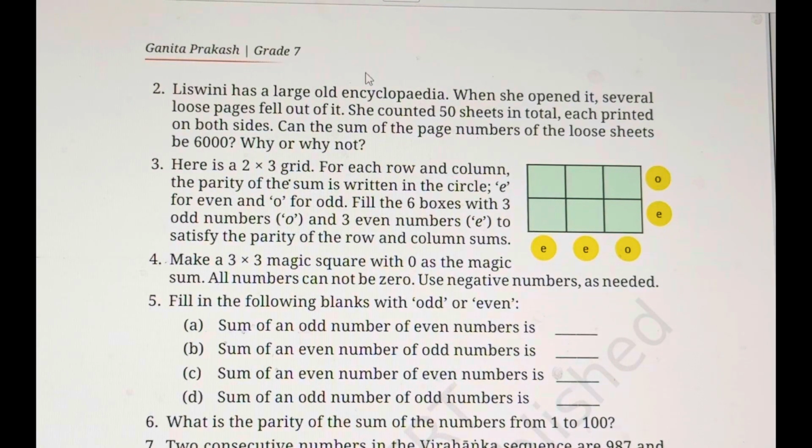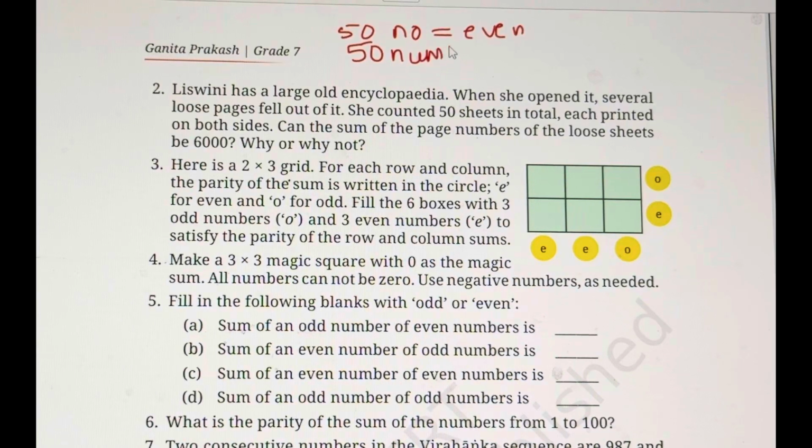First, let us understand. Page numbers means, if I say one page, it is written 1, and the next page will be written 2. Then it will be written 3, 4, 5, like that. So one side it is odd, one side it is even. Whatever the numbers may be, because randomly 50 sheets have fallen down and she counted those 50 sheets. But one thing is for sure, that half the numbers will be even and 50 numbers will be odd.